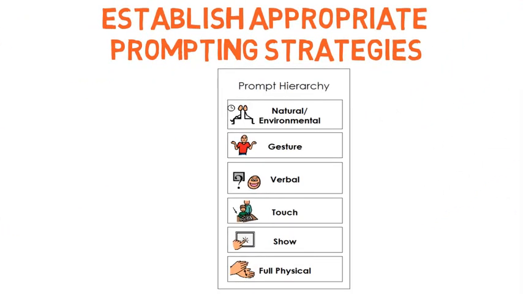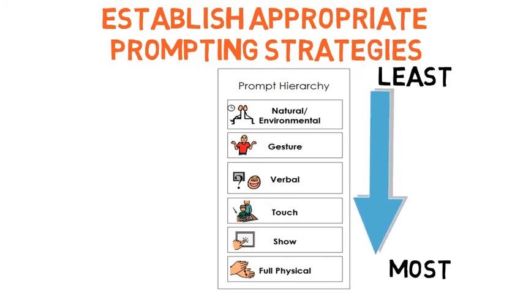Establish appropriate prompting strategies. When you are learning something new, it's likely you'll need some help along the way. The same is true for our AAC learners. Using the approach of least to most support allows prompting to be more easily faded and allows more chances for the child to be independent and initiate communication. The prompt hierarchy begins at the top of the chart with the least amount of support and moves downwards to the most amount of support required.